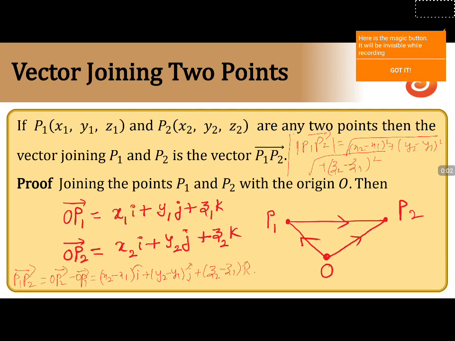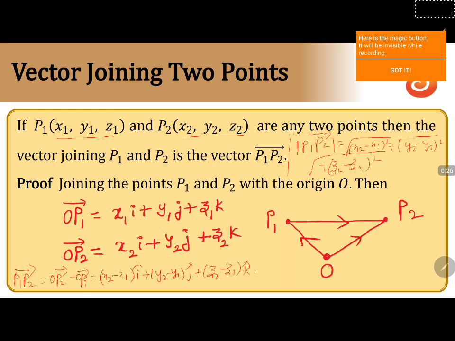Now we'll discuss the vector joining two points. First, we'll consider two points, say P1 and P2. The coordinates of P1 we'll assume as x1, y1, z1, and the coordinates of P2 we'll assume as x2, y2, and z2. Now these are the two points.